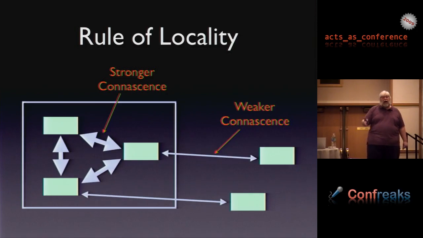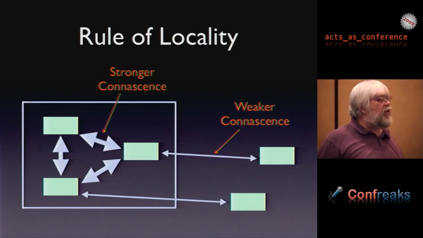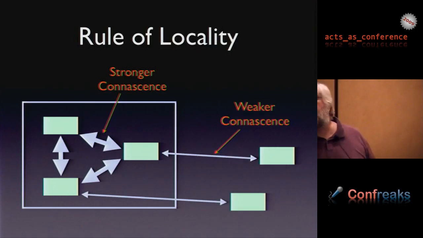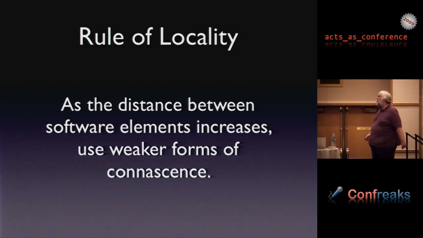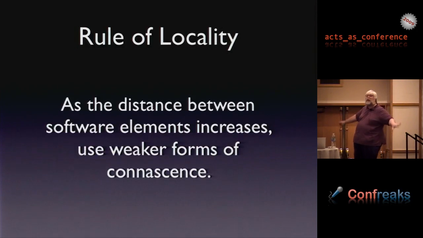I will tolerate a higher kinesis within the module than I will tolerate when kinesis with pieces of software outside the module. So it's okay for my internal kinesis to be high, or at least it's not as bad if it is high. But the kinesis between that module and other pieces of software, you want to have as low as possible. So I call that the rule of locality. As the distance between the software elements increases, you want to choose to use weaker forms of kinesis.